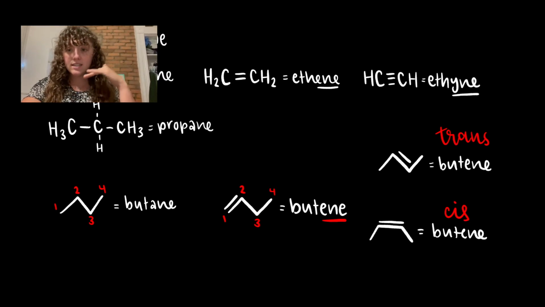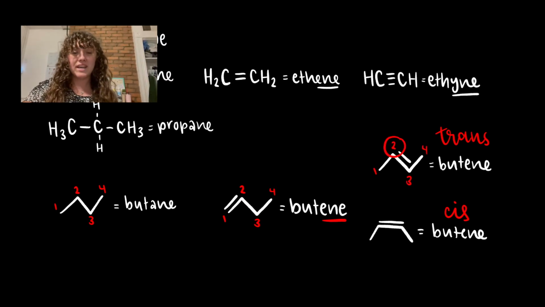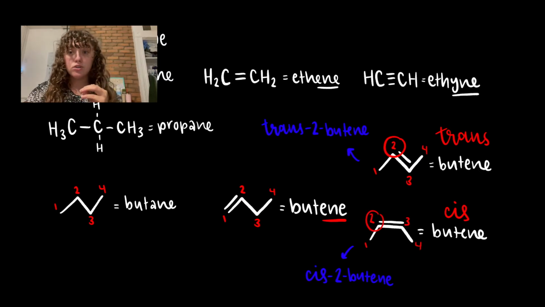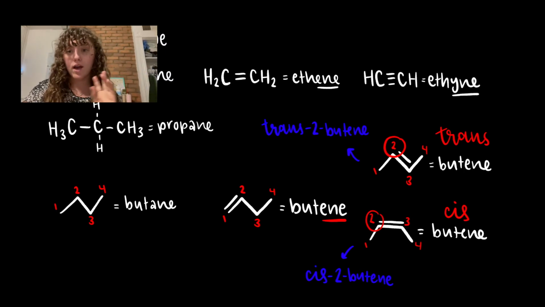Also, since that double bond is in a different location than just butene, you have to name it that way as well. And so we'll indicate that by saying trans-2-butene or cis-2-butene. That little 2 is indicative of where that double bond is. And I know you might be thinking, well, what if I switch it around? Isn't it technically on number 3? Or wouldn't that be 3 to 4?